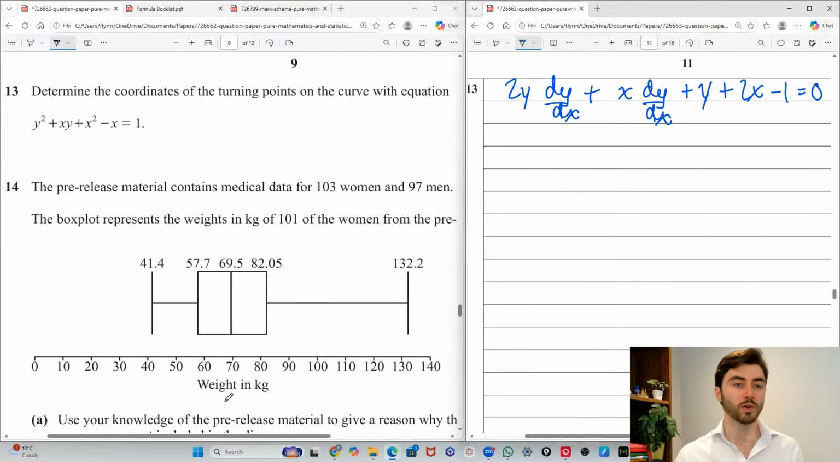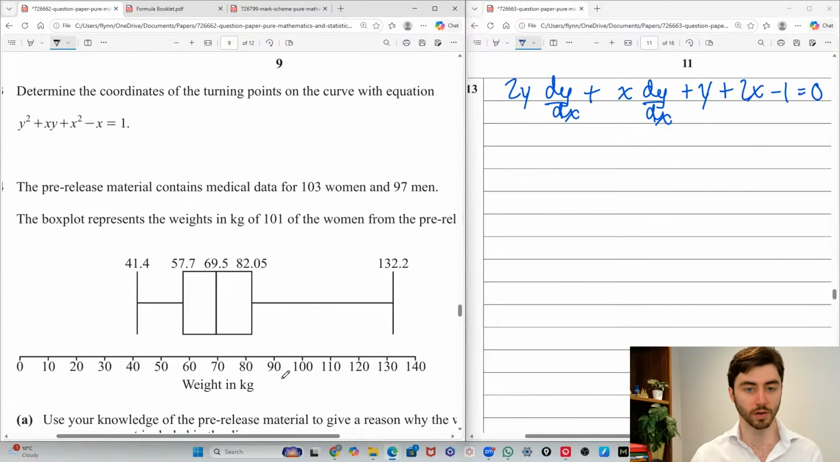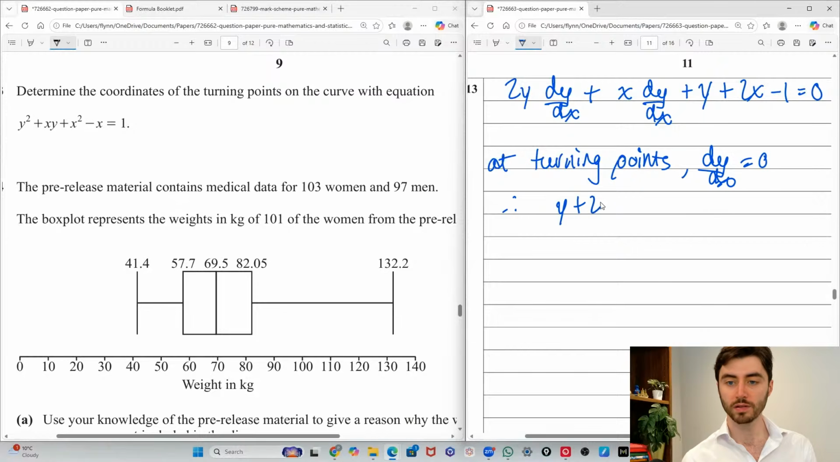So we want to determine the coordinates of the turning points of the curve with this equation. So at the turning points, we know that dy dx is equal to 0. And we can plug that in and say that therefore y plus 2x minus 1 equals 0. So y is equal to 1 minus 2x.